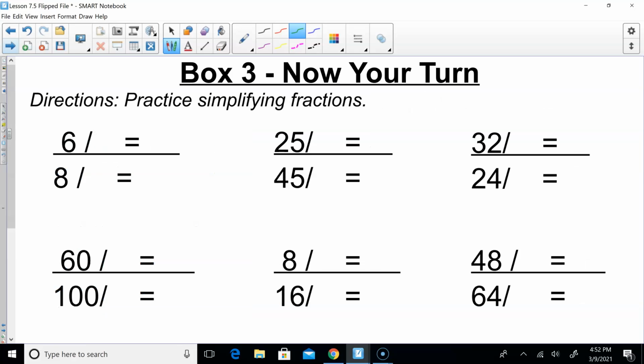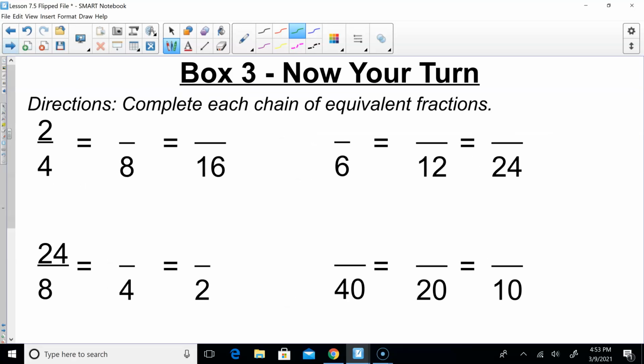Here's some practice simplifying the fractions. I give you a couple of different options up there. You can pause the video, simplify, and try to put them in their simplest form, which we know sometimes might take you more than one step. You might have to divide more than once, and that's perfectly fine. And complete each chain of reactions going from a big number to a small number and vice versa.